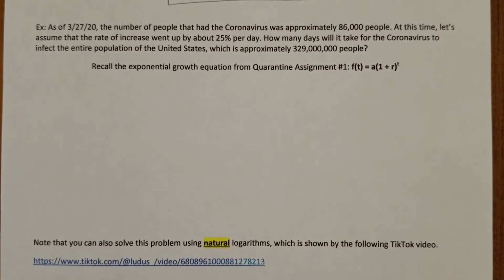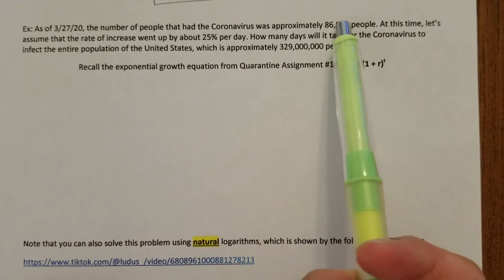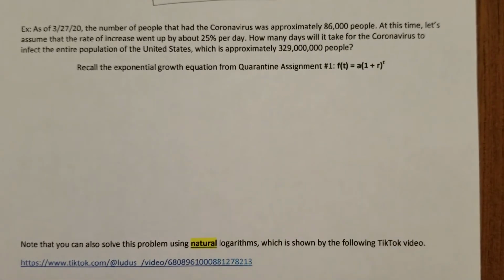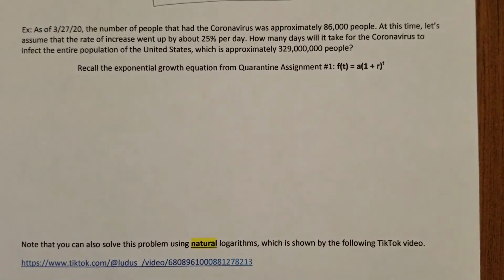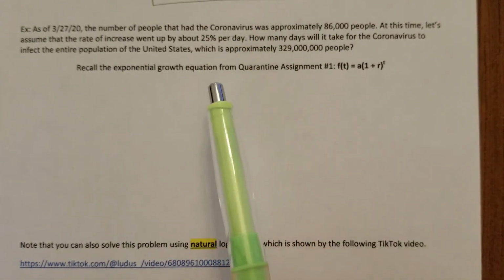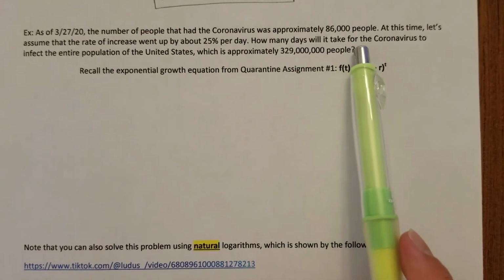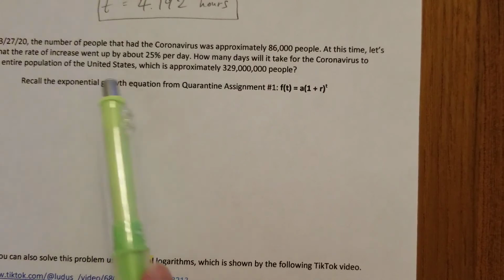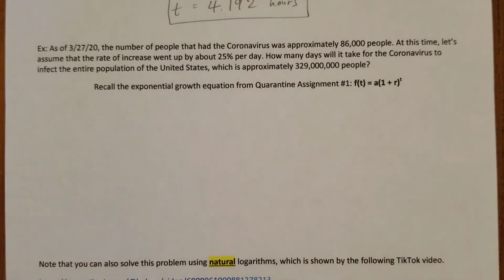was saying that the number of people that had coronavirus at that time was 86,000, and by looking at some data, he assumed that the rate of increase goes up by about 25% per day, which is pretty high. So how many days will it take for the coronavirus to infect the entire population of the United States, which is approximately 329 million people?